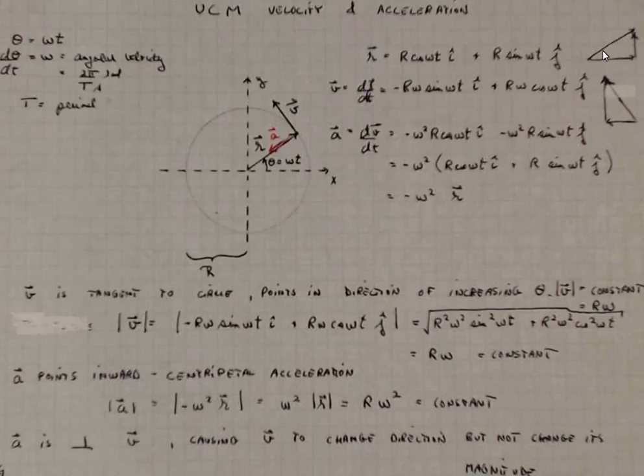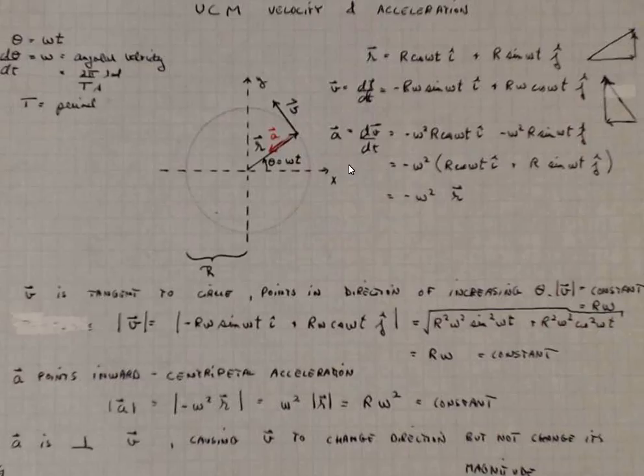If you look at the r vector here and the v vector here, you will see two things. First, the v vector is perpendicular to the r vector, and second, the v vector is pointing in the direction of increasing angle. This is a geometric argument. All right, so let's move on to the a vector. I've drawn the v vector in the direction of increasing angle and perpendicular to the r vector.